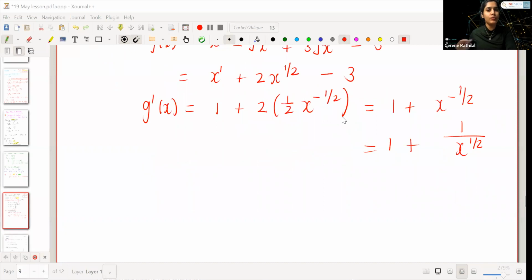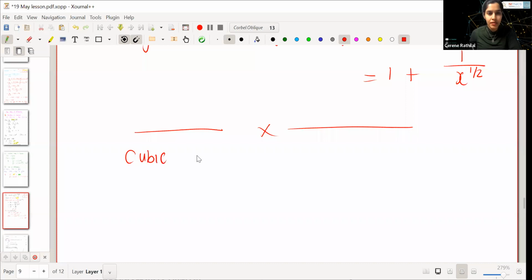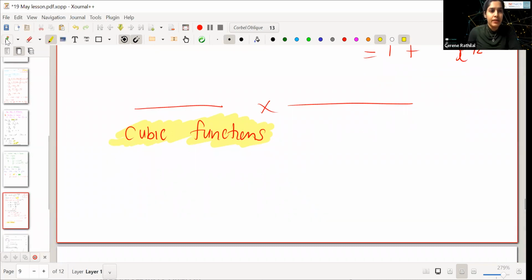So now what we're going to do is talk about how to draw cubic functions and utilize the calculus techniques that we have just learned to answer certain questions. So let's start a section on cubic functions. Okay, have you covered cubic functions in class yet, or will this be the first time that you're going to be learning about it?